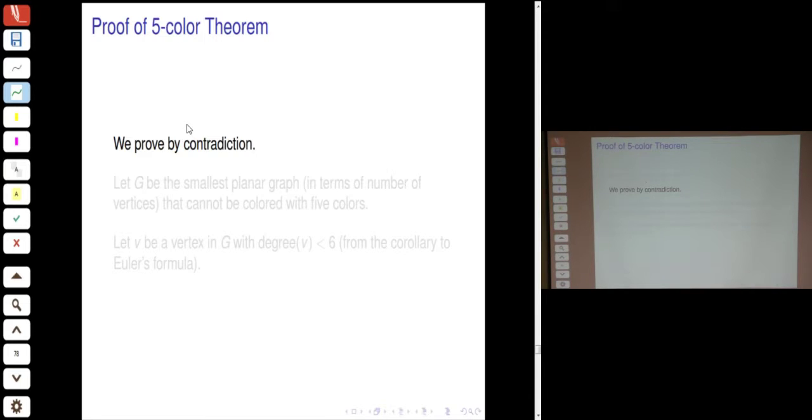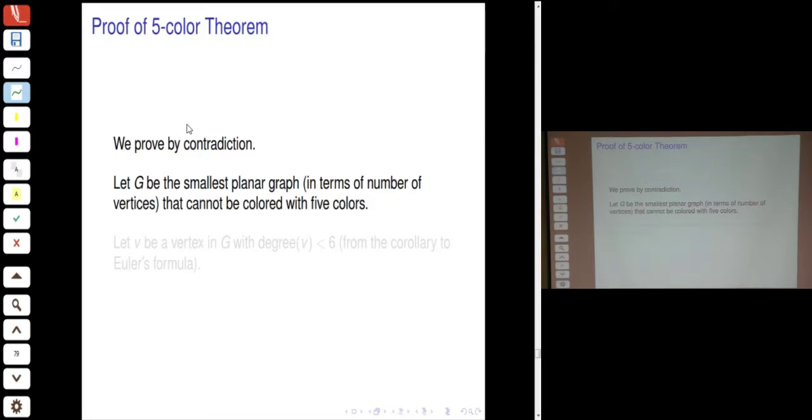Suppose you have a graph which is not 5-colorable. Then there's a smallest one in terms of vertices. So let G be the smallest planar graph in terms of number of vertices that cannot be colored by 5 colors. Now we want to show something is wrong.